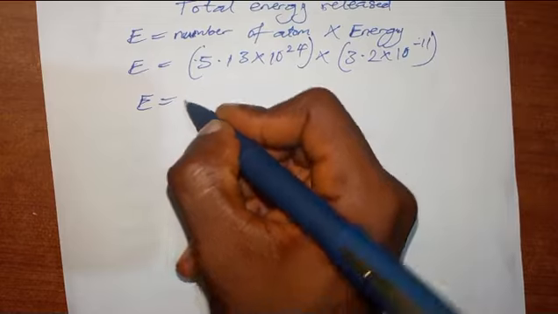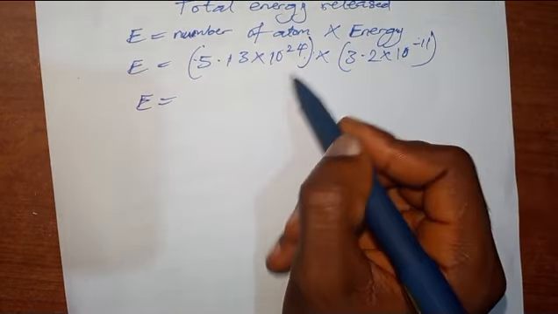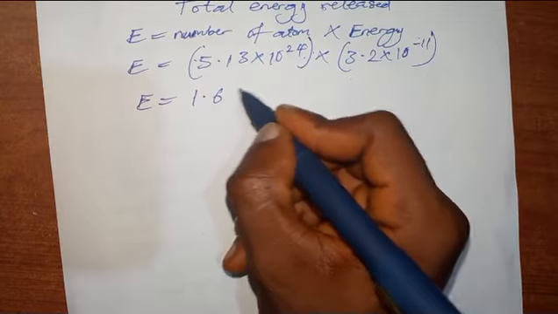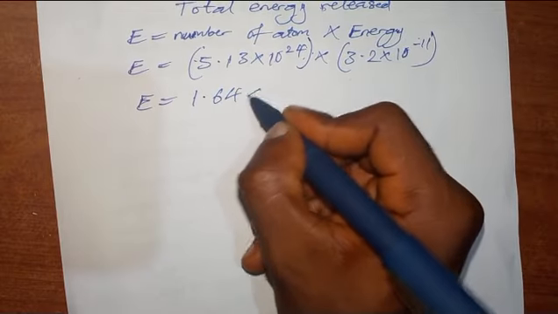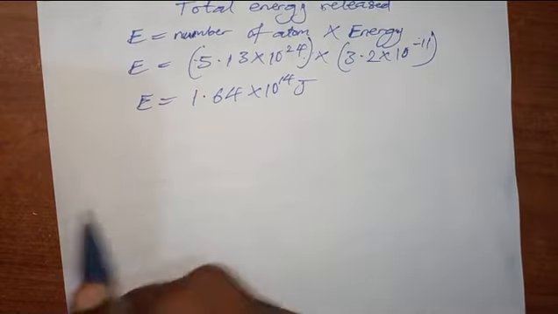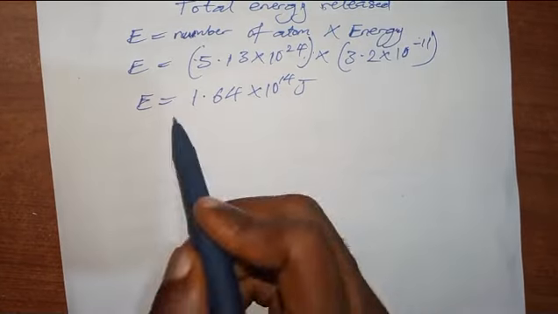I don't want to bring in the calculator so that it will not take much of your time. You can use yours. Just put it in bracket. It will give you the correct answer. Calculate it very well, and it gives you 1.64 times 10 raised to power 14 joules. That is the total energy released. This is the total energy released.